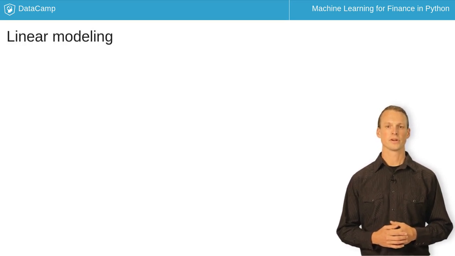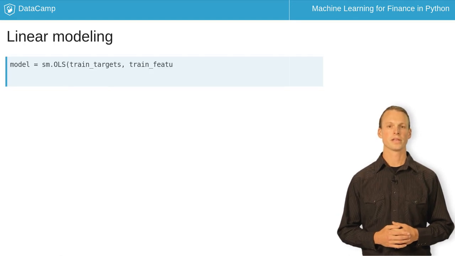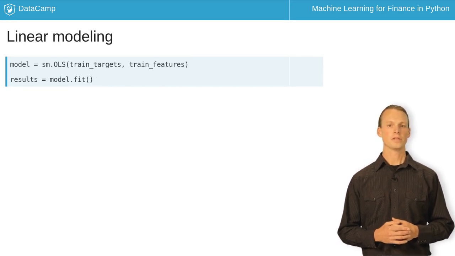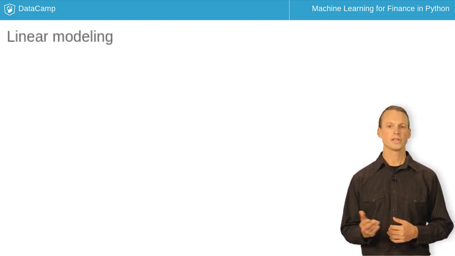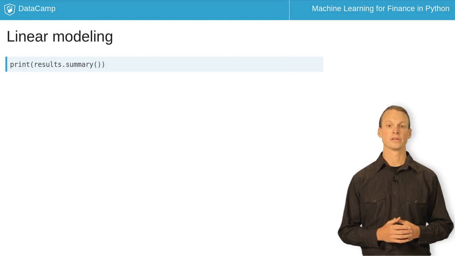Now that we have our train and test sets, we can fit a linear model. We first create the model with the OLS function from statsmodels, giving it our train targets and train features. Then we use the fit method, which returns an object with the results of the fit. Printing out the summary of the results will yield a lot of information.